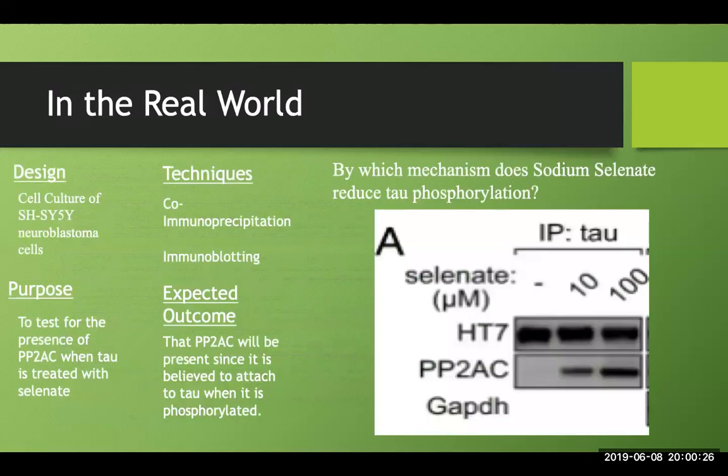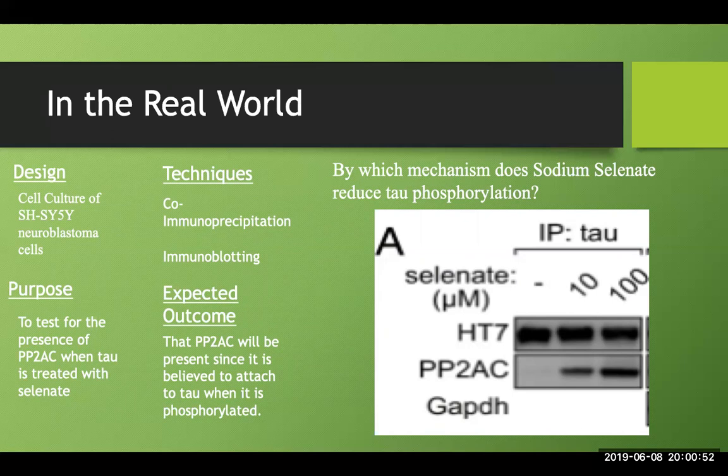Now, a real-world example of co-immunoprecipitation and immunoblotting. This was taken from an Alzheimer's disease treatment paper. For this specific experiment, using this figure, they asked the question: by which mechanism does sodium selenate reduce tau phosphorylation?